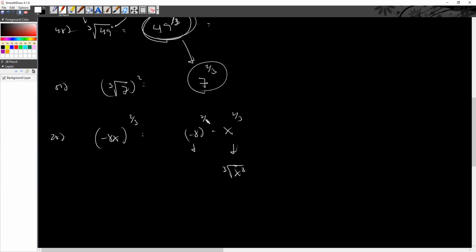Now, for this one here, can we actually take the cube root of negative 8? And if we can, what is the result of the cube root of negative 8? Zoe? Negative 2. But it's still being what? Raised to the 2nd power. So what I got is 4 times the cube root of x squared. And then you're done. Everybody cool with that one?